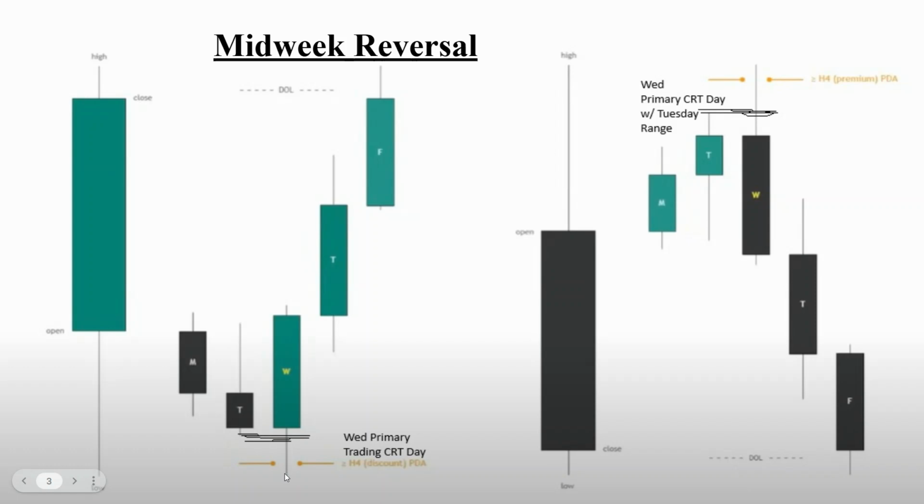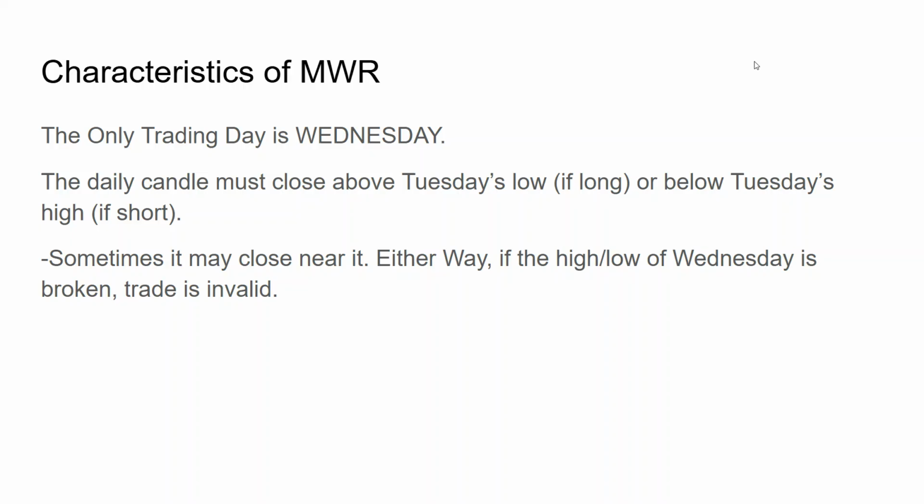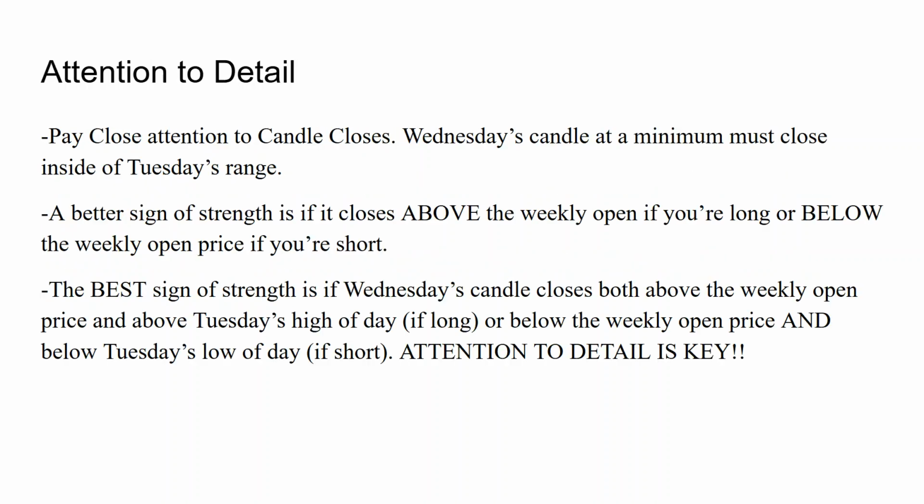This is the general framework. The non-negotiable is this: Wednesday's low must hold if you're long. Wednesday's high must hold if you're short. Okay, so Wednesday is your trading day. I'll talk about entries in just a second. But the main characteristics of the midweek reversal are that the only trading day, of course, is Wednesday, as we just talked about. The daily candle must close above Tuesday's low if you're long, or below Tuesday's high if you're short. Sometimes it may close near it, so it's not 100% accurate. But at the same time, the high or the low of Wednesday is the non-negotiable. As I just said, if it's broken, there is no trade there.